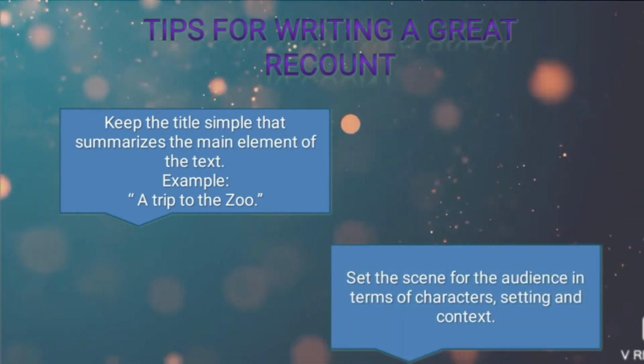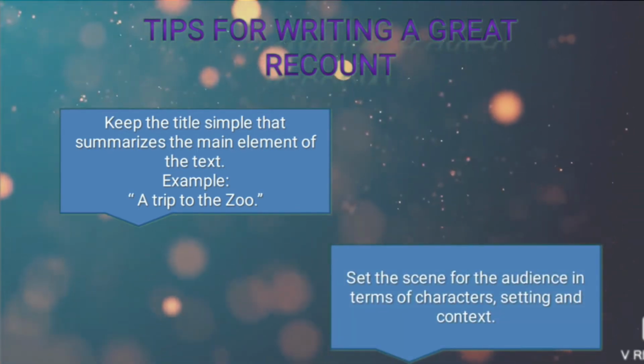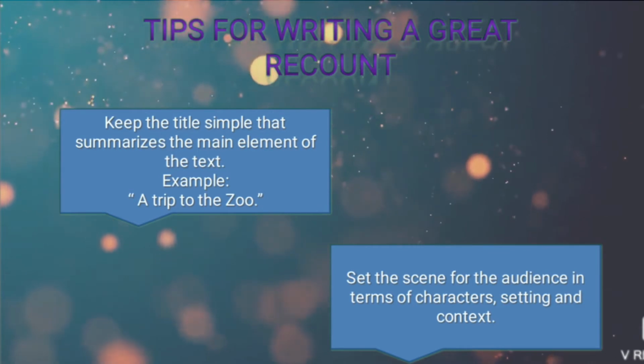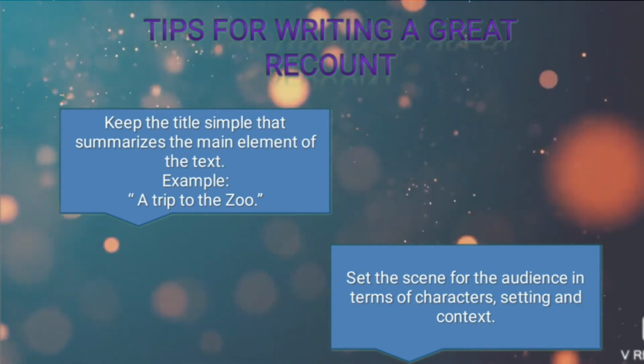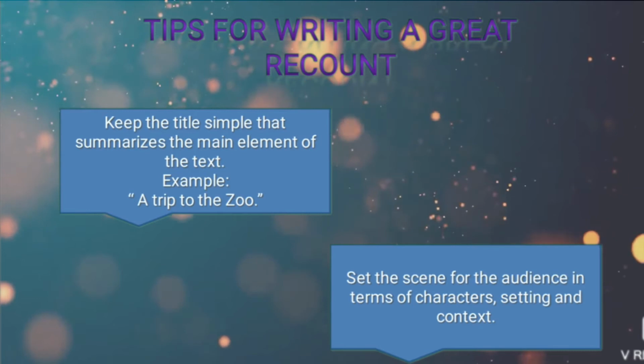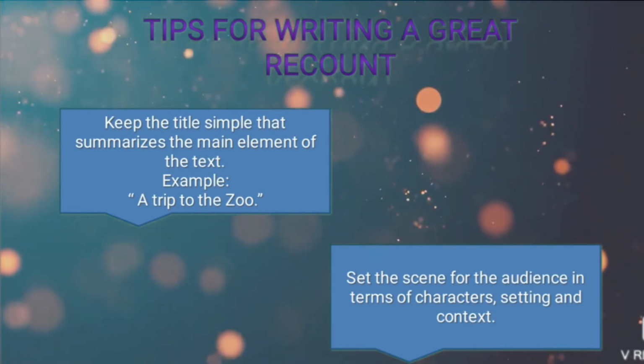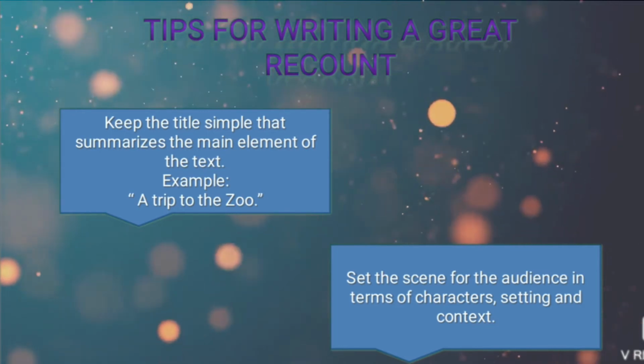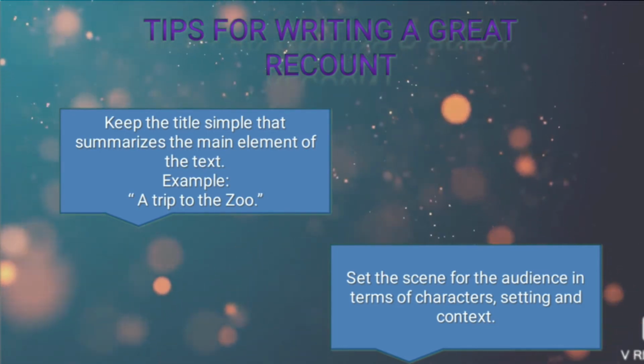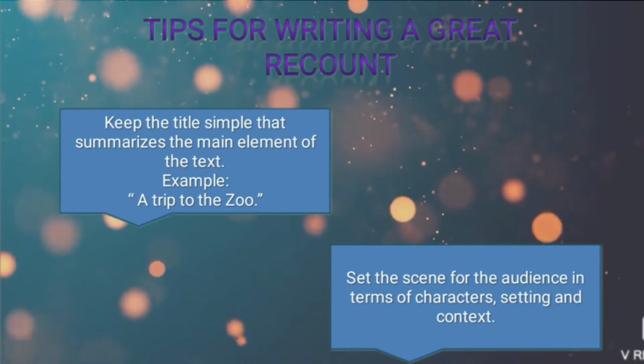Number 2. Set the scene for the audience in terms of characters, setting, and context. We refer to this as our orientation, and it will provide the reader with all the key ingredients of the recount by addressing the who, what, when, and where.